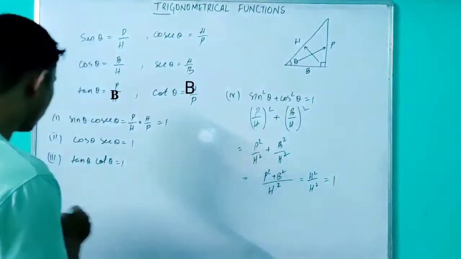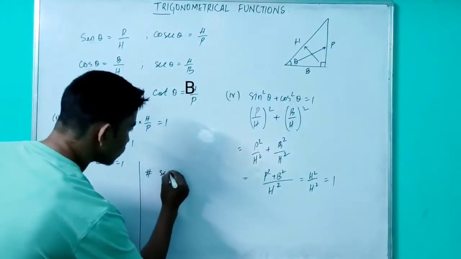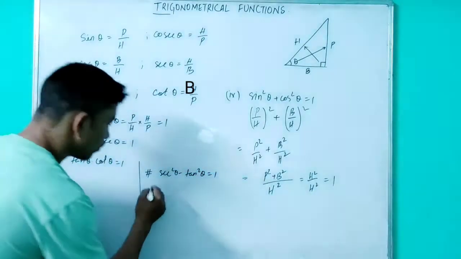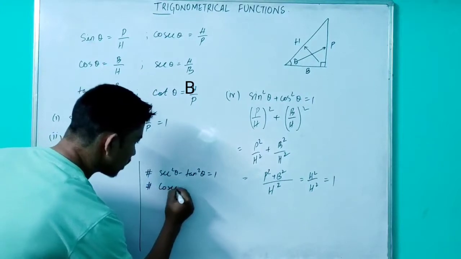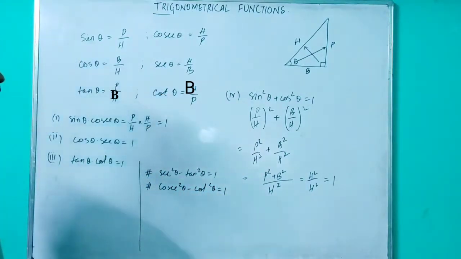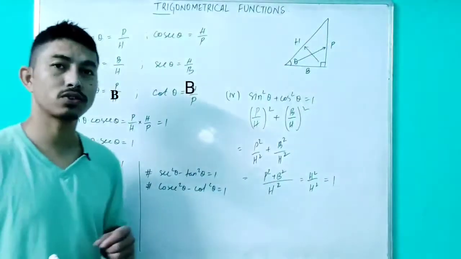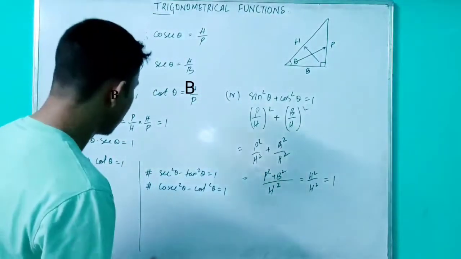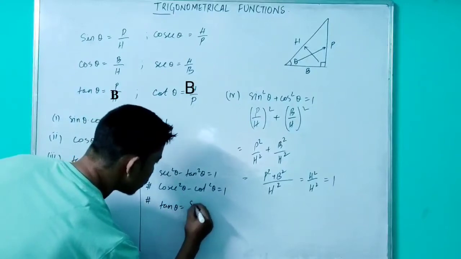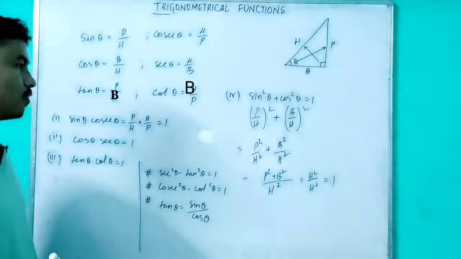Also we have other formulas. Similarly we can prove the next formula: sec square theta minus tan square theta equals 1, and we also have cosec square theta minus cot square theta equals 1. These formulas must be at your fingertips, so that it will be very easy for us to prove trigonometric identities. And also you may remember that tan theta equals sin theta divided by cos theta. You can prove this in a similar fashion.